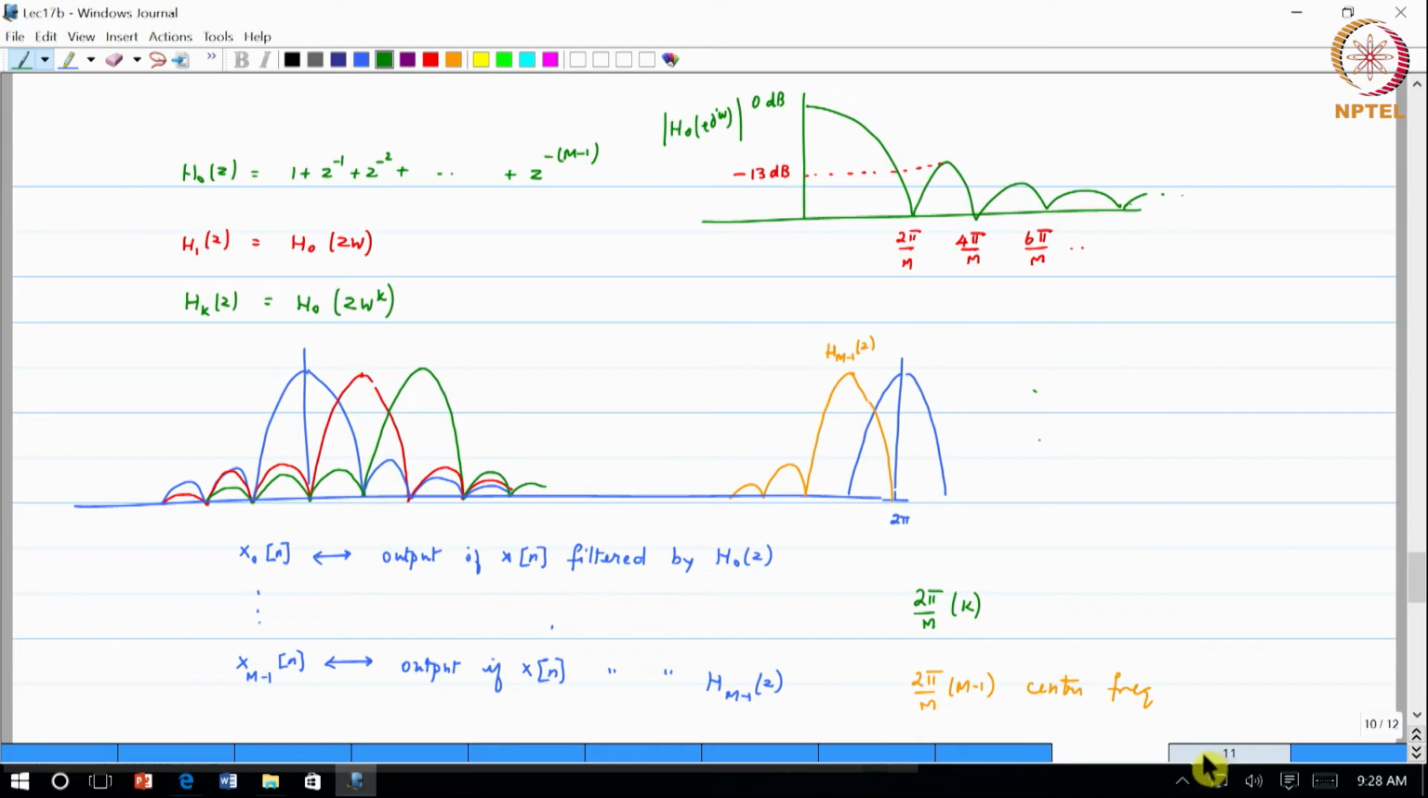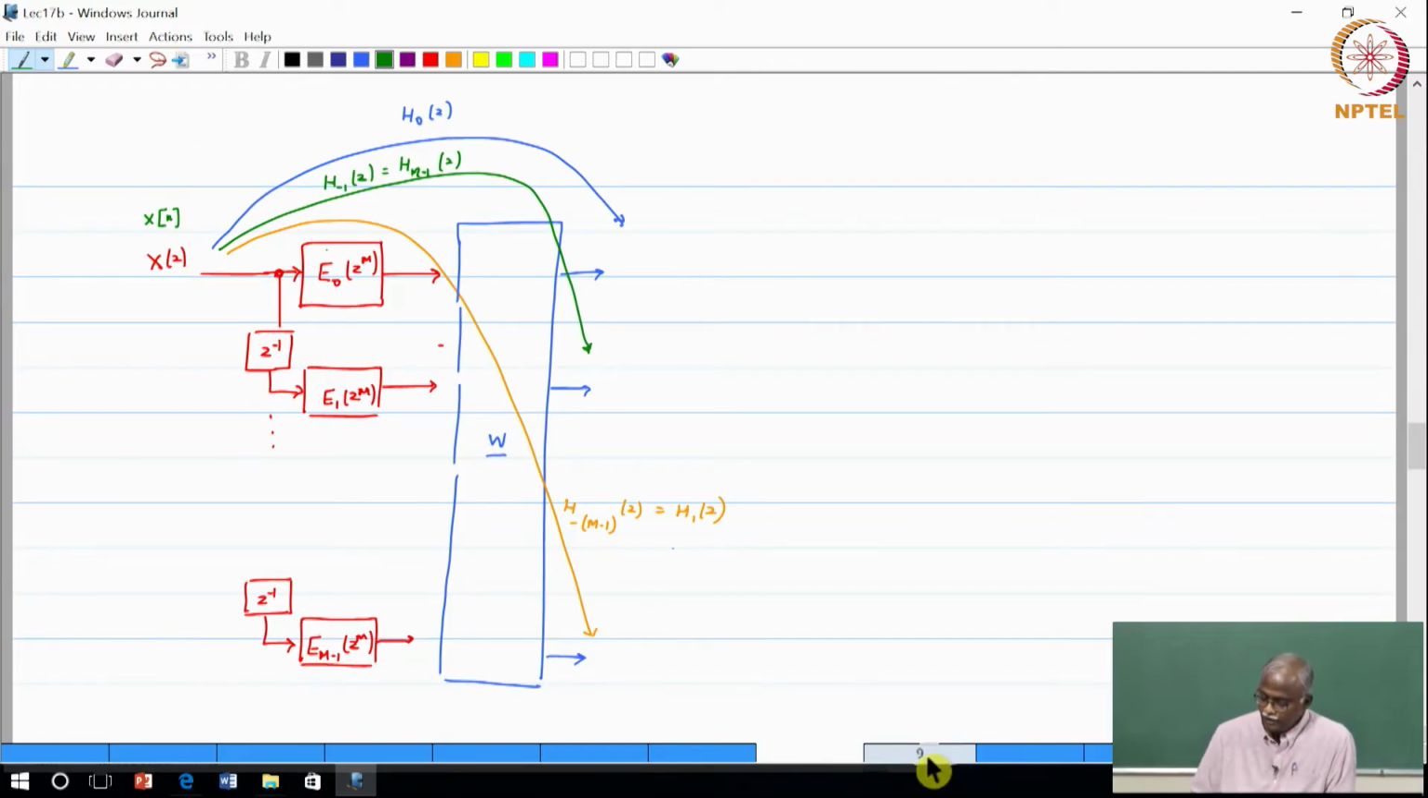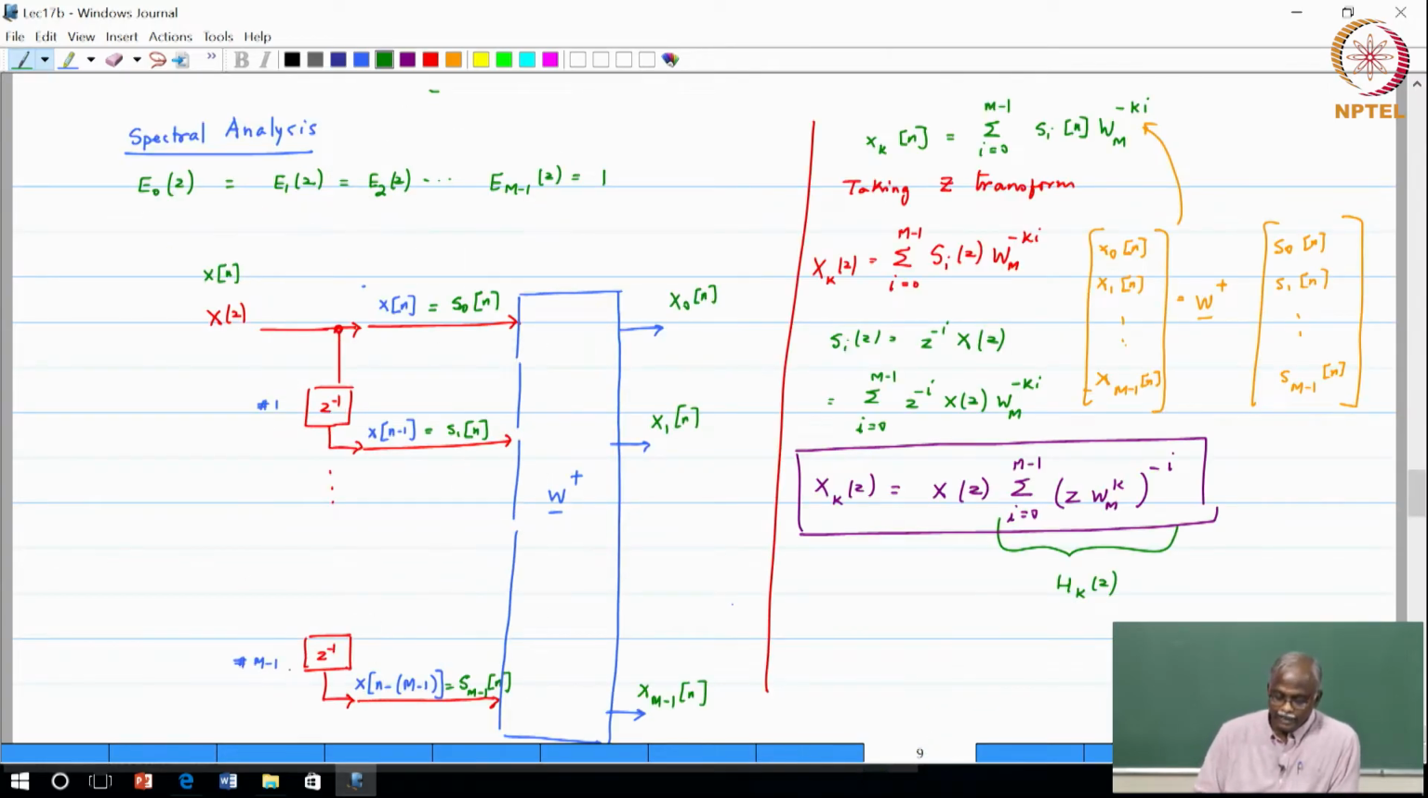Now here comes an important question. Let me write it down because I want to give you some time. What would happen if I replaced the IDFT with the DFT? Go back, look at the figure. What would it be? The delay chain would remain as is. You would have replaced the W dagger with the W matrix.